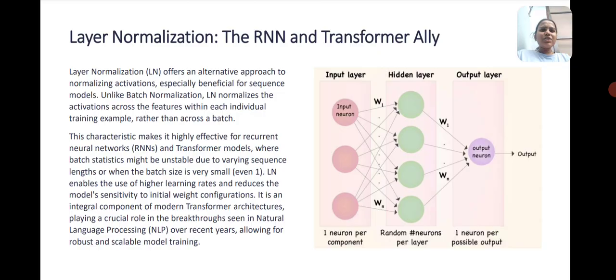Layer normalization enables the use of high learning rates and reduces the model's sensitivity to initial weight configurations. It is an integral component of modern transformer architectures, playing a crucial role in the breakthroughs seen in natural language processing over recent years, allowing for robust and scalable model training.